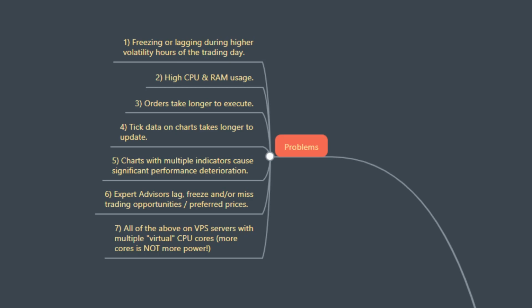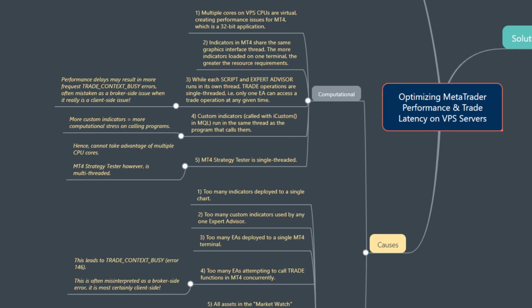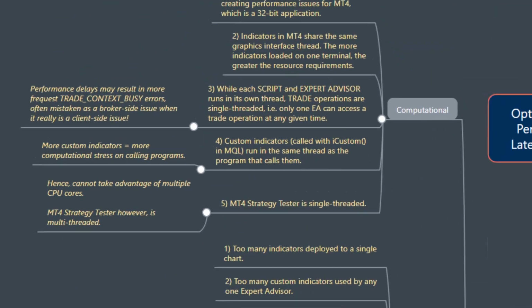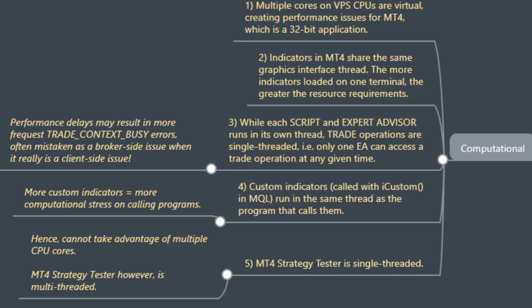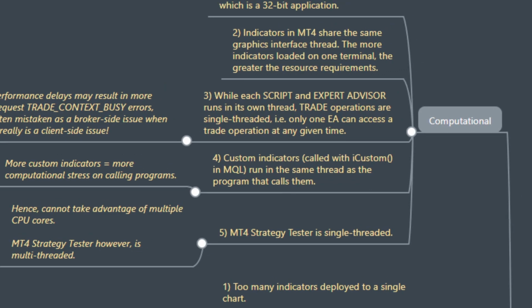So those 7 issues that we've just discussed summarize quite well the host of problems that have been reported over time. With this tutorial, hopefully we can help users resolve them all on their own. We've divided the causes behind these problems into 2 main themes. One is computational and the other is operational.